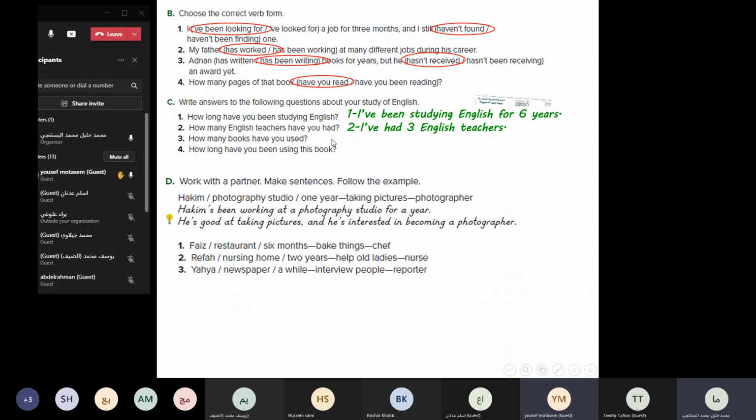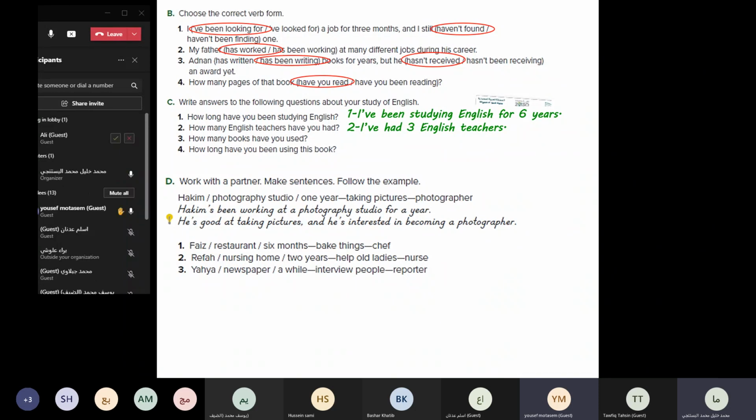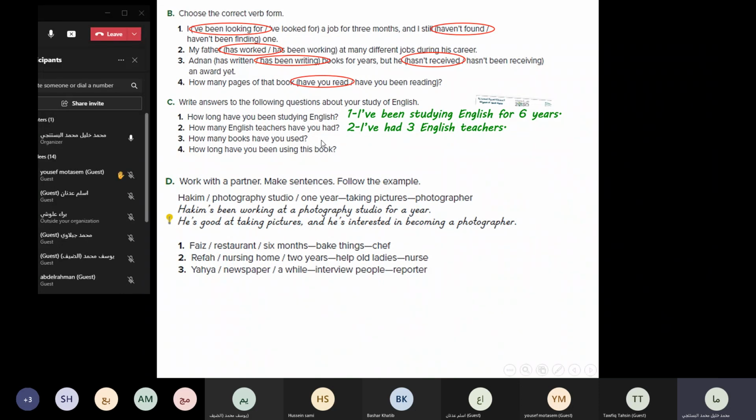How many books have you used? I've used many books. Good. I have used 5 books. That's up to you. Next. Go ahead. How long have you been using this book? For 3 weeks. I have been using this book for 3 weeks or for 4 weeks. Good. For a month. Good.